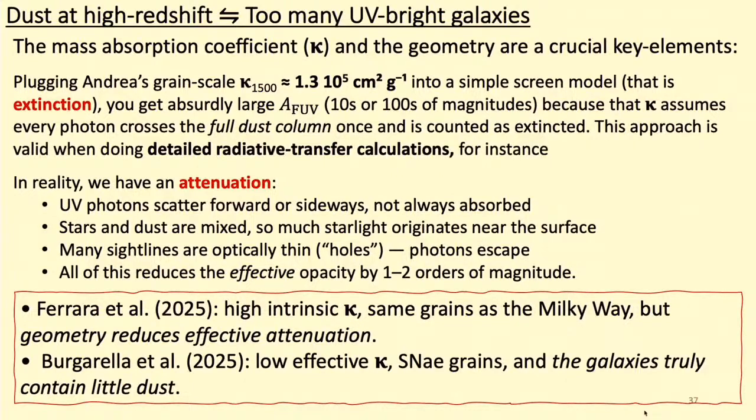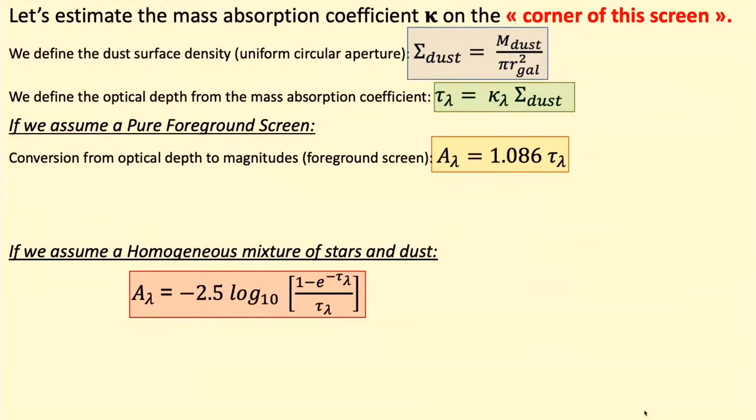Well, that doesn't mean that this is wrong. This is just a different approach. If you use radiative transfer, this one is fully correct. If compared to the normal approach, this one is more correct. And so let's do some calculation. First, you can estimate the dust surface density using this value. We know the radius, we know the dust mass. We can estimate the kappa lambda using this ratio. And if it's pure foreground, you have this. If it's a mixture, you have this.